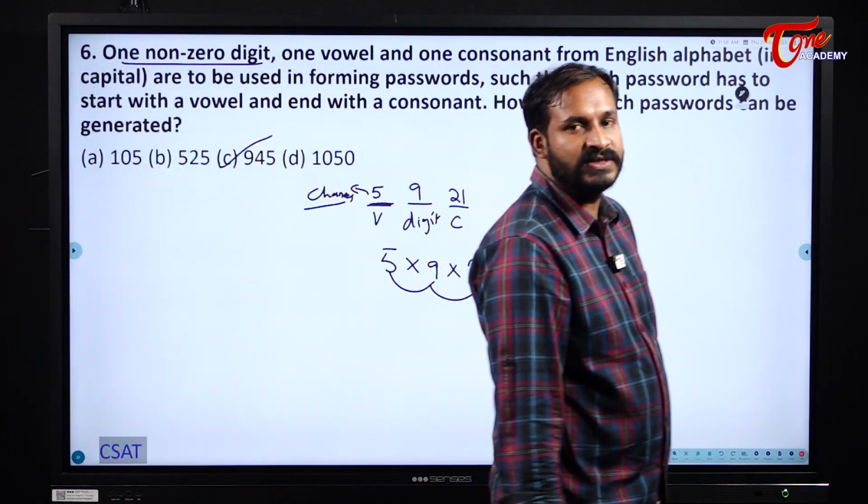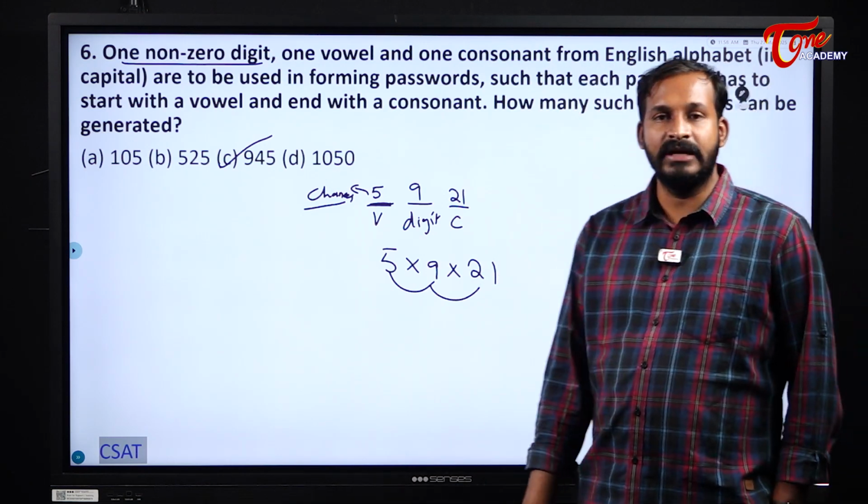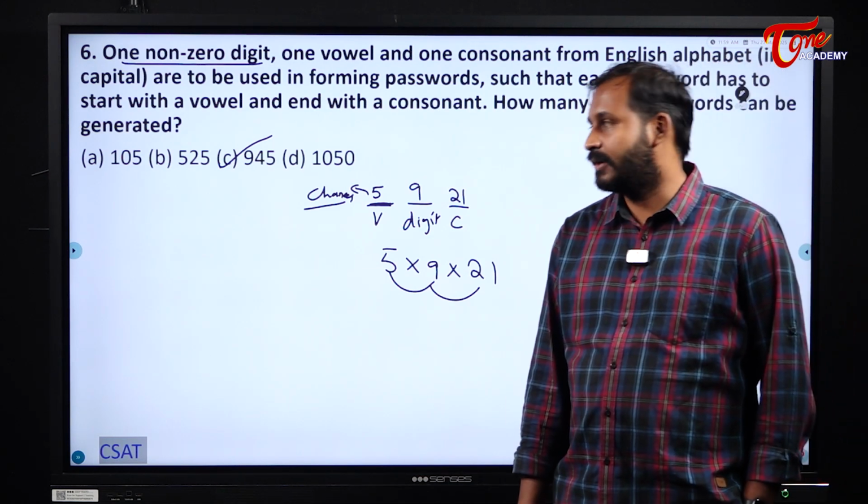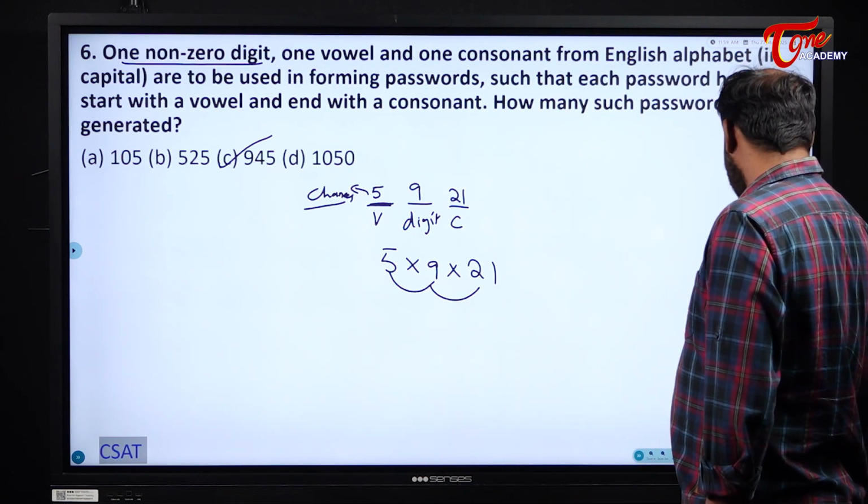So in total, how many passwords can we make with that logic? We can make 945 different passwords using that logic.